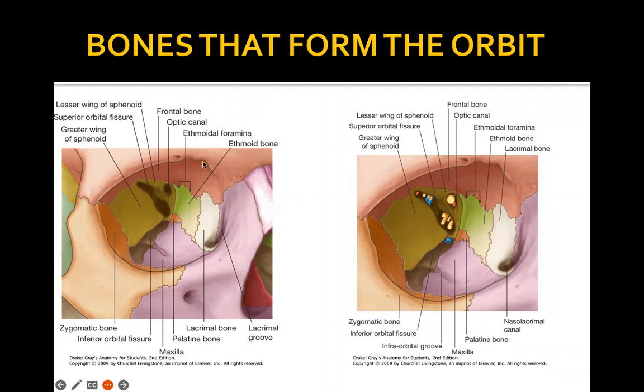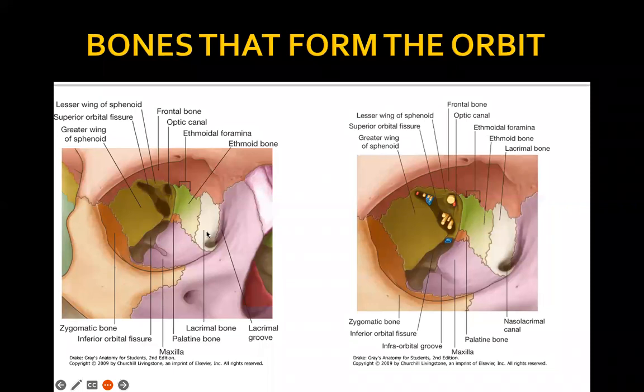Let's go through a few of the labels. That is the ethmoid bone. So let's add the ethmoid bone to the list of the bones that form the orbit. We add it to the major bones like the frontal bone, zygomatic, and the maxilla. So the ethmoid bone forms part. That is the lacrimal groove, and therefore you also have the lacrimal bone there. These are the small bones that also help bridge the whole orbit.